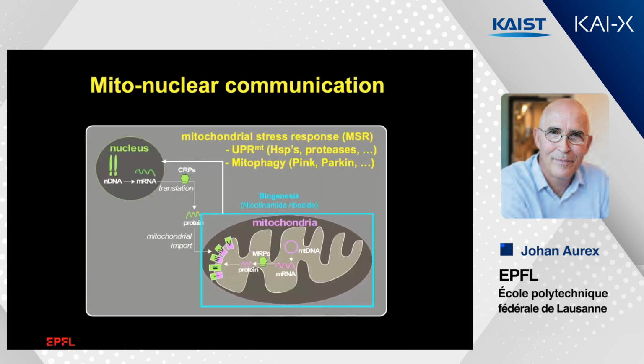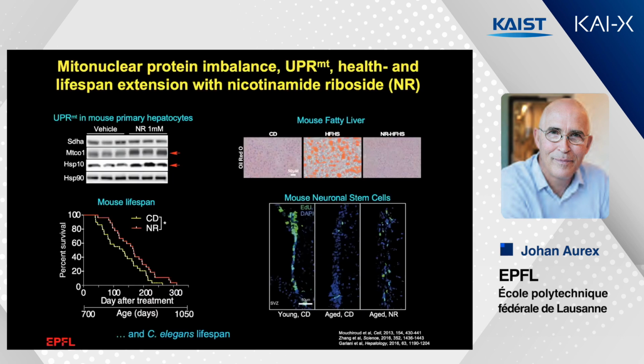Now, there's one opposite way how you can induce this mitochondrial stress response, and that is by increasing mitochondrial translation. And this we do often with a compound called nicotinamide riboside, where we enhance mitochondrial translation. And here I show you a snippet of a lot of data where I show that this also works. If we use mouse primary hepatocytes, treat them with nicotinamide riboside, you see the induction of the mitochondrial encoded MTCO1 protein. SDHA, which is encoded in the nucleus, doesn't change, but you see induction of chaperones.